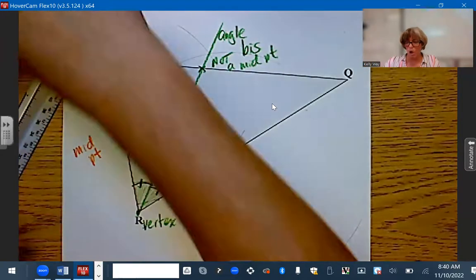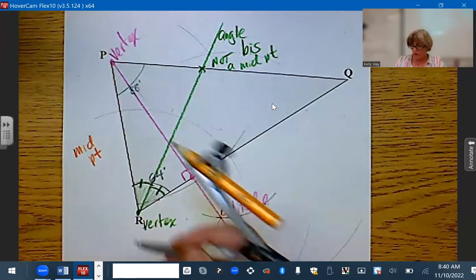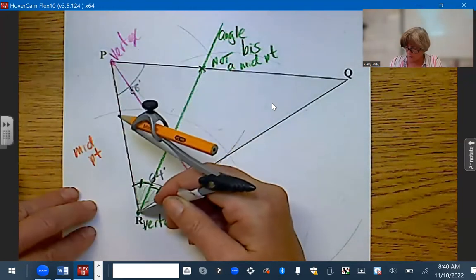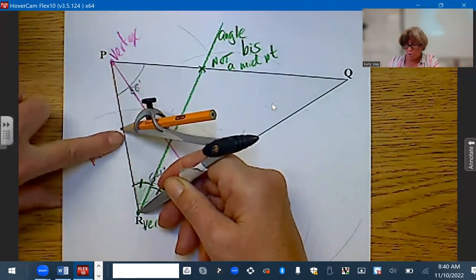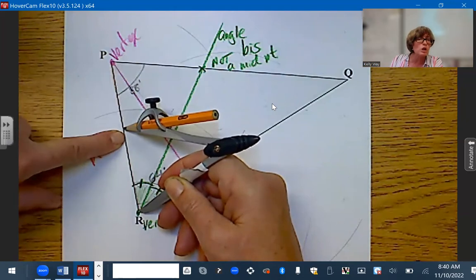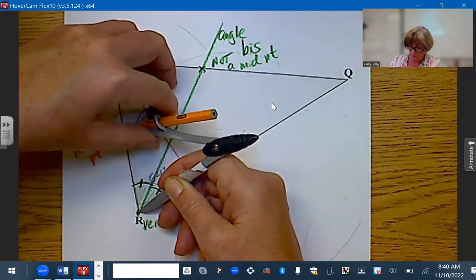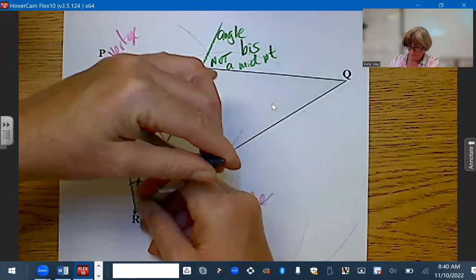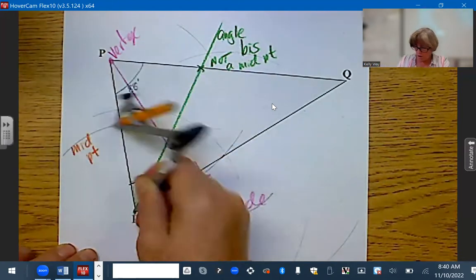Midpoint is the double arc one. Doesn't matter where you start, P or R. I'm going to put my pivot on R. You open up just past what looks like the middle of the side. And then it's an arc.